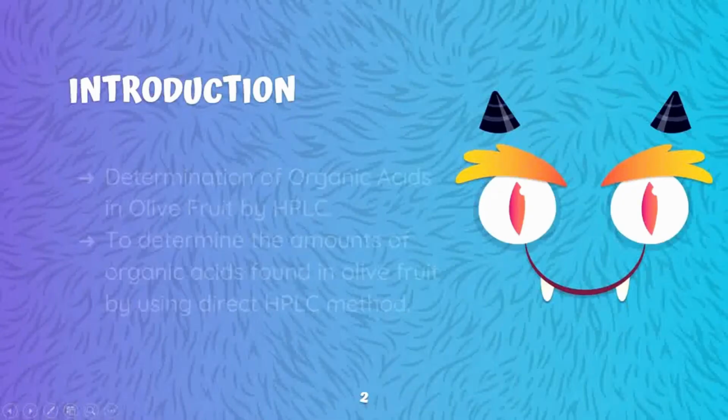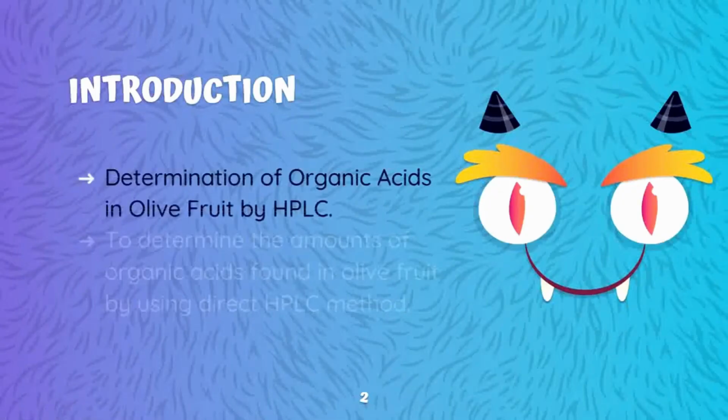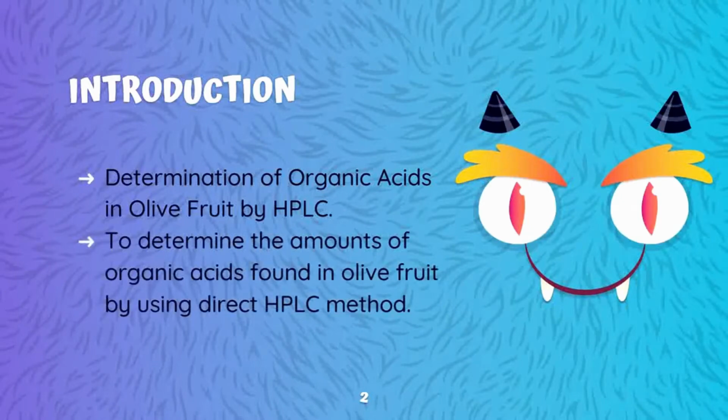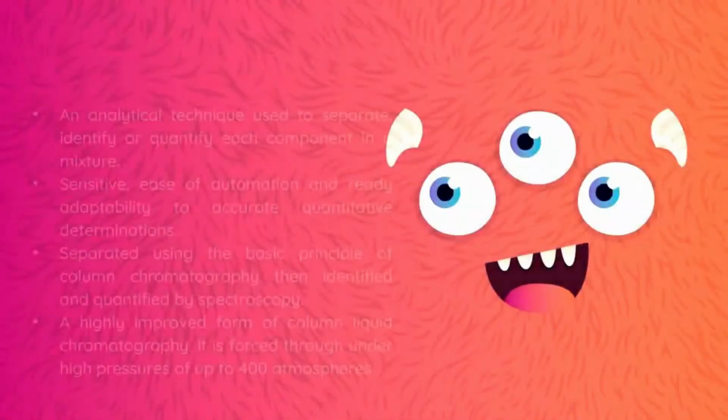For this high-performance liquid chromatography video, this experiment is about the determination of organic acids in olive fruit by HPLC. The aim of this experiment is to determine the amounts of organic acids found in olive fruit by using the direct HPLC method.